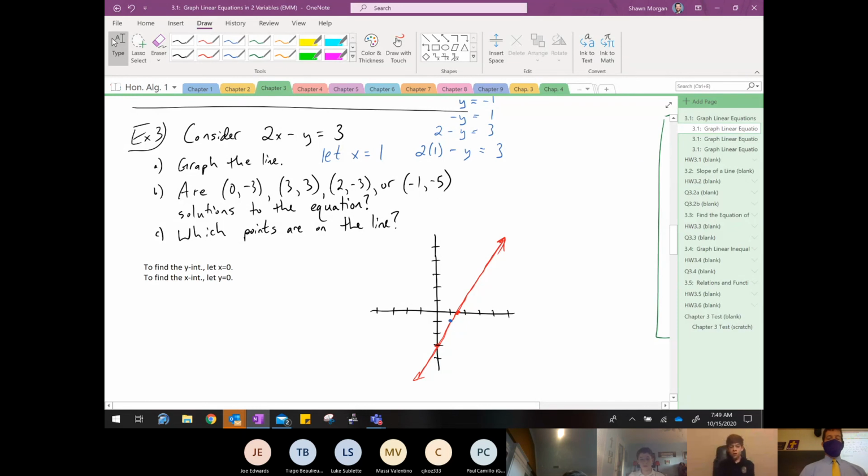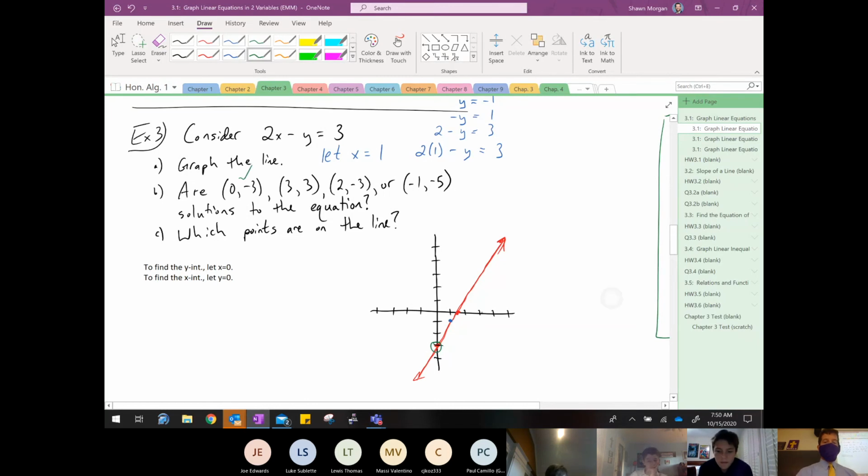All right, when we look at part B, it says are (0, -3), (3, 3), (2, -3) solutions to the equation? How could I answer that question visually? I know I could plug them in and see if I get a true statement. That's algebraically. I want visually. What would I check to see? Jack? Are they on the line? So (0, -3) we know is on the line, so yes, it is a solution to the equation.